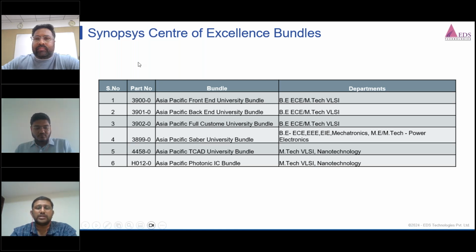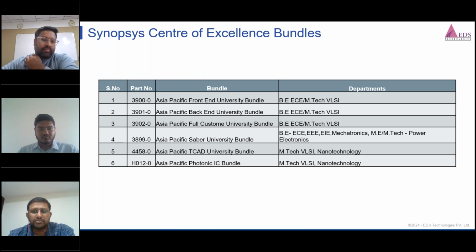Now coming to the Synopsys Center of Excellence bundle. I am just showing you the list of university bundles that is available. From Synopsys, we have 6 bundles, which are the front-end bundle, back-end bundle, full custom university bundle, and Sabre University bundle, which is mainly focused on virtual prototyping, mainly for power electronics design and physical design.